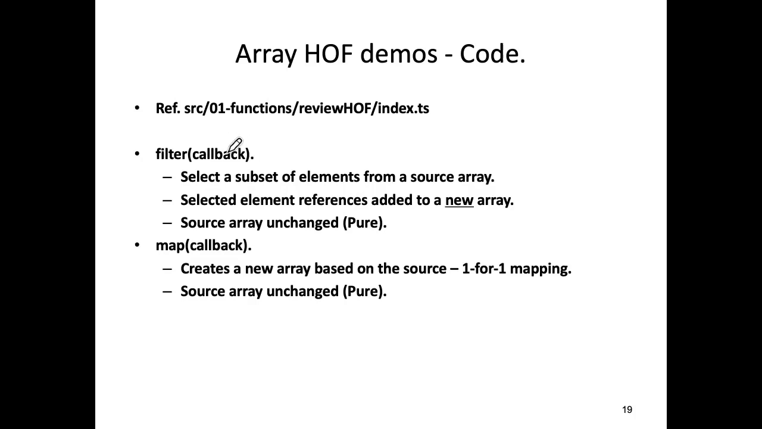Now, the callback in this case for filter has to return a Boolean. That's what's stipulated by filter itself. If the Boolean value returned for a particular element in the array is true, then that element is included in the output array. If the callback returns false, then that element is not included in the output array. So that's how filter works. We're taking the input array and filtering it using whatever criteria we want. The criteria is controlled by the callback. Source arrays are not changed.